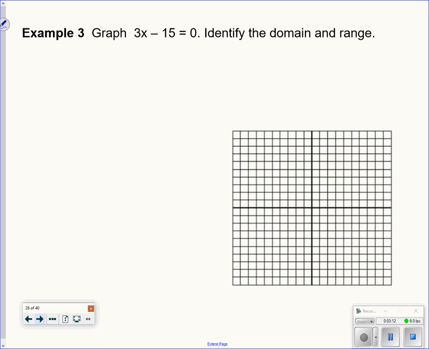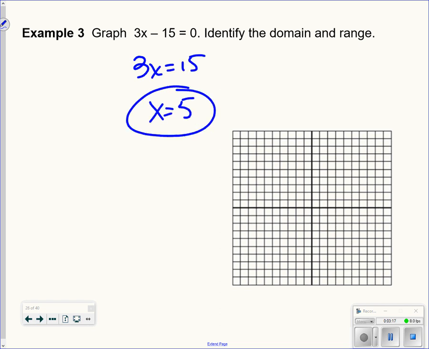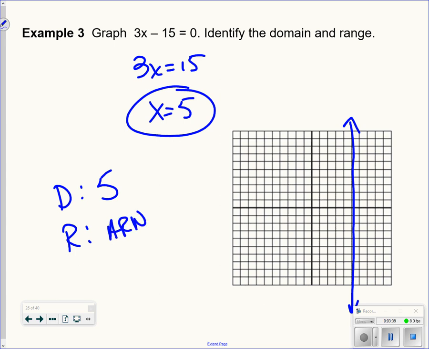And there we go. 3x is equal to 15, x is equal to 5. So I'm going to graph the line x equals 5. That's a line that goes straight up and down at 5. So let's talk about the domain. The domain is just 5. The x values in the problem is just 5. The range, however, would be all real numbers, because again, this goes up and down in both directions. So the y values would be (5, 1), (5, 2), (5, 3), (5, 4), (5, 5). So again, all real numbers for your range.